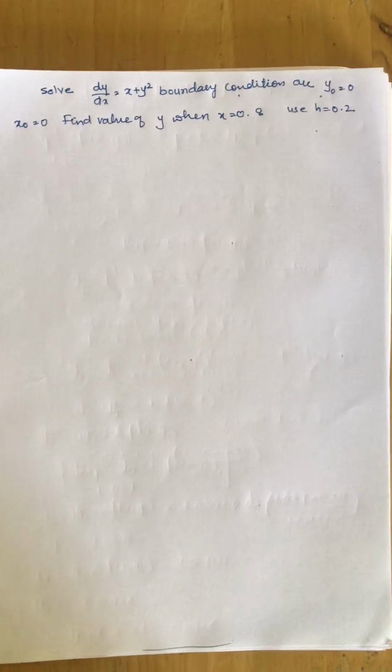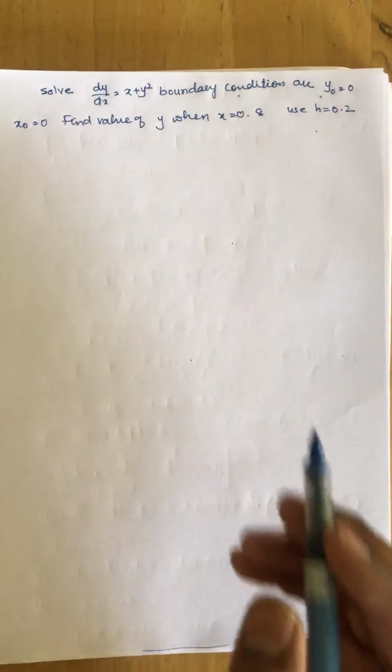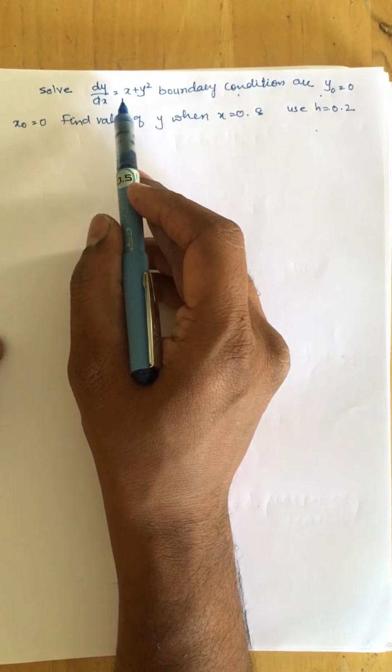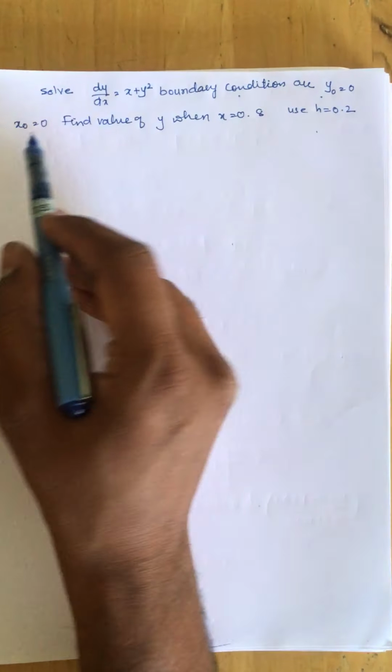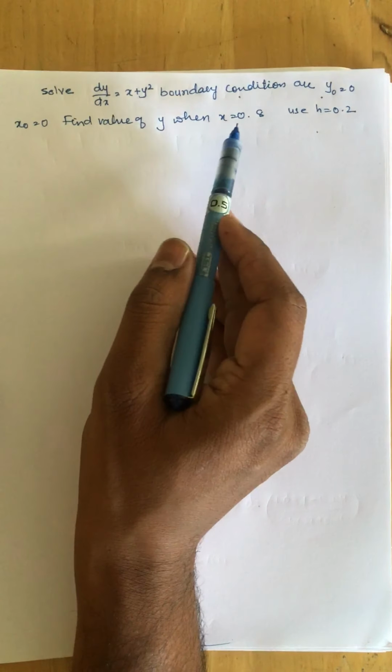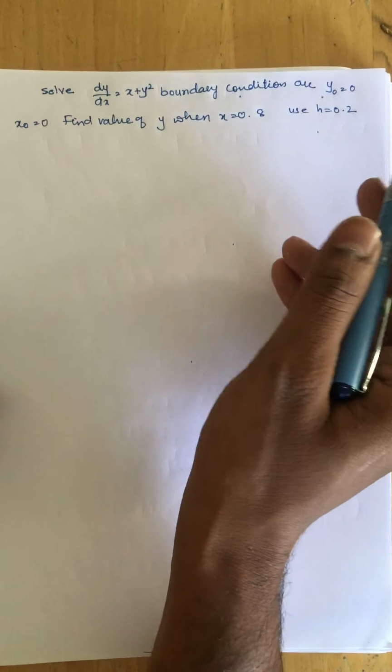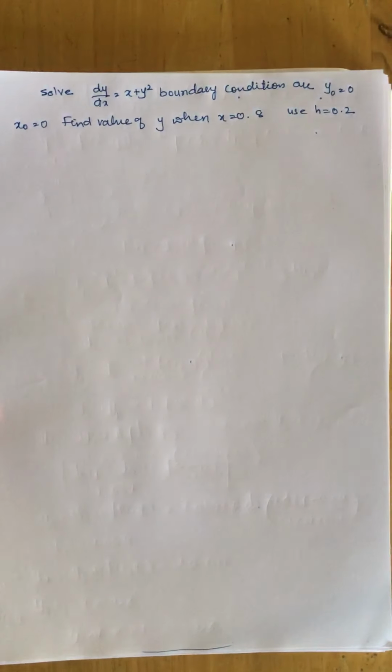We'll take one more problem on Euler's method. Solve dy/dx = x + y². The boundary conditions are y0 = 0, x0 = 0. Find the value of y when x = 0.8. Use h as 0.2.